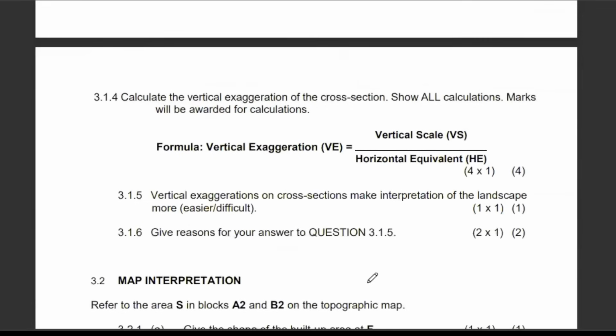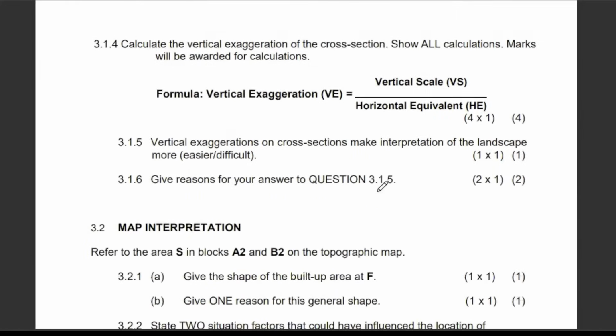Then calculate the vertical exaggeration of the cross section. Show all calculations. Right, when we're talking of vertical exaggeration, we are looking at the deliberate stretching of the vertical scale of a cross section to emphasize the height of low-lying features. We want to show or to emphasize the height of some features on the map. For example, the valleys or for example, the hills. We want to show them so that they are visible enough. We deliberately stretch the vertical scale of the cross section such that they become visible.